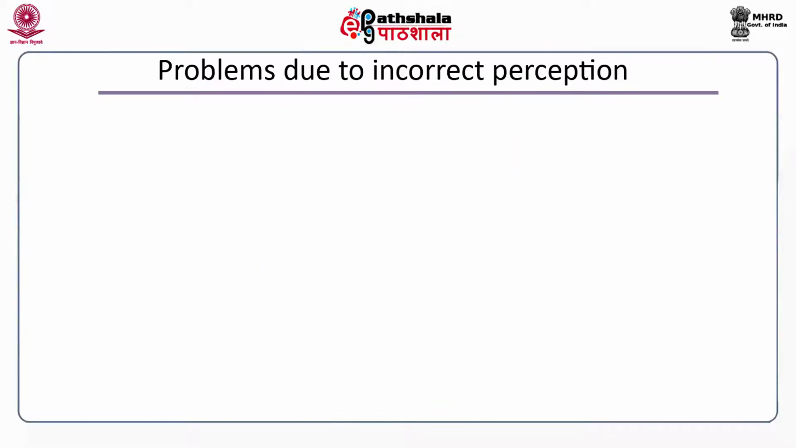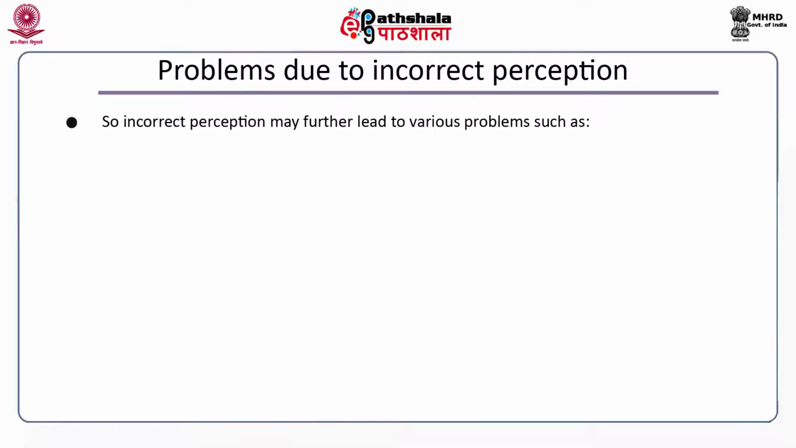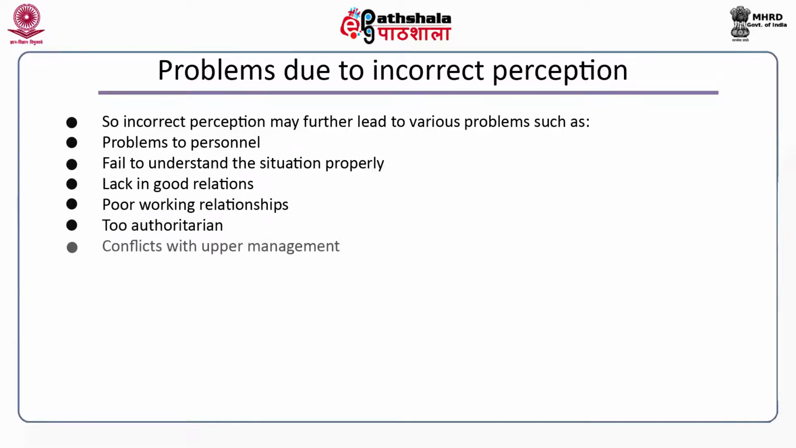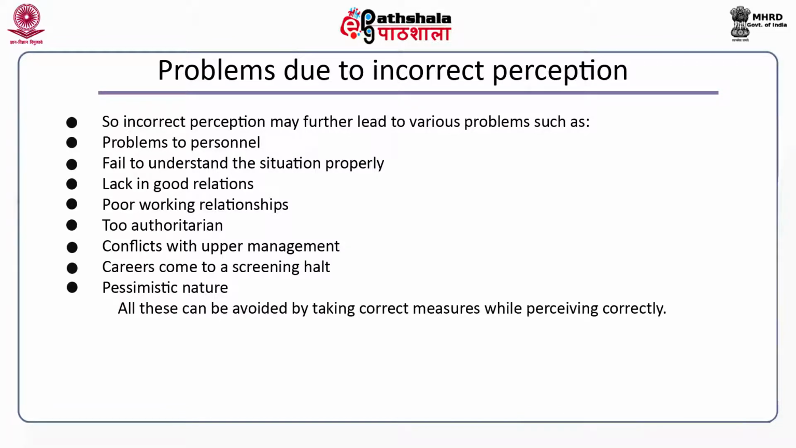Problems that arise due to incorrect perception. Incorrect perception may further lead to various problems such as problems to personnel, failure to understand the situation properly, lack of good relations, poor working relationships, being too authoritarian, conflicts with upper management, careers coming to a screaming halt, pessimistic nature. All these can be avoided by taking some corrective measures while perceiving them correctly.